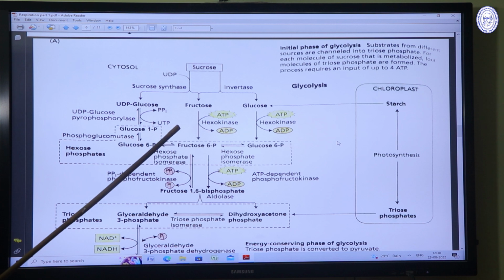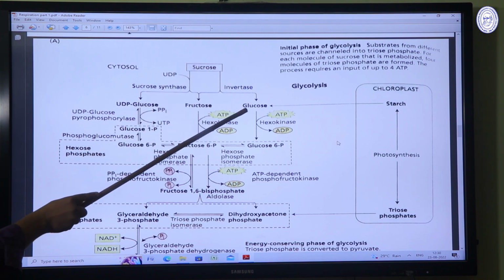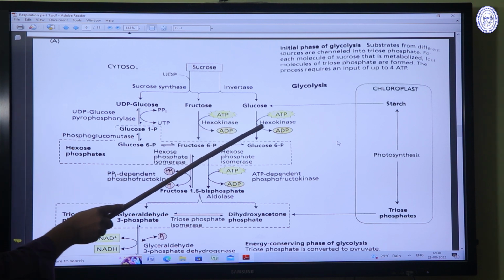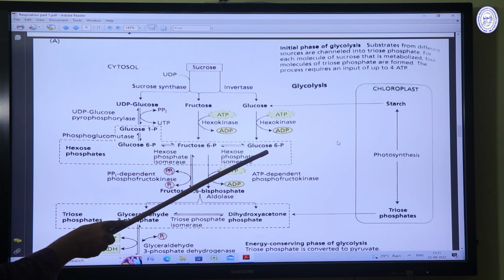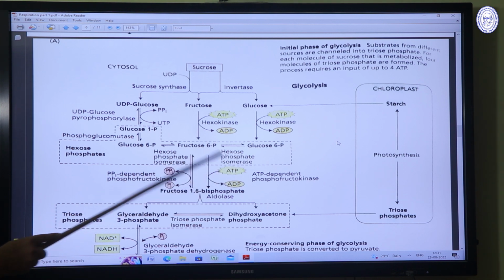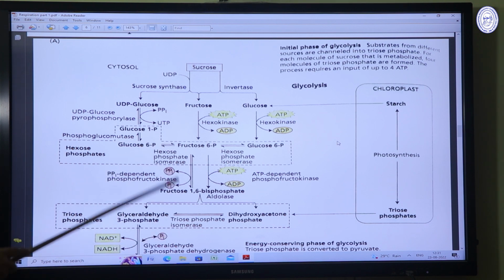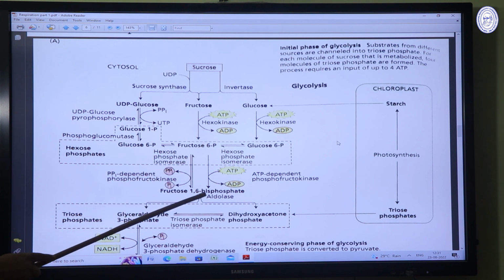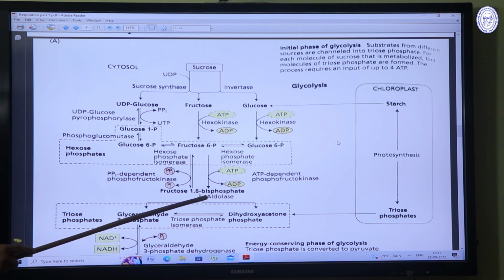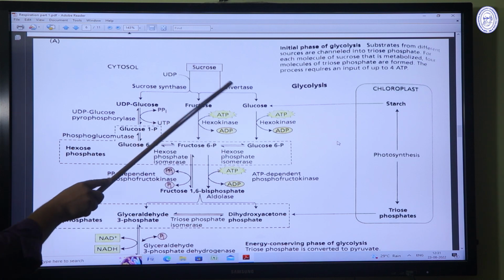For the initial phase, look at here, from sucrose, invertase enzyme will convert sucrose into glucose, and hexokinase will convert it into glucose 6-phosphate. Glucose 6-phosphate to fructose 6-phosphate, the enzyme is hexose phosphate isomerase. Okay. And ATP dependent phosphofructokinase will convert fructose 6-phosphate to fructose 1,6-bisphosphate, and enzyme aldolase will convert fructose 1,6-bisphosphate to glyceraldehyde 3-phosphate or dihydroxyacetone phosphate. Okay. So, initial phase is controlled by these enzymes.